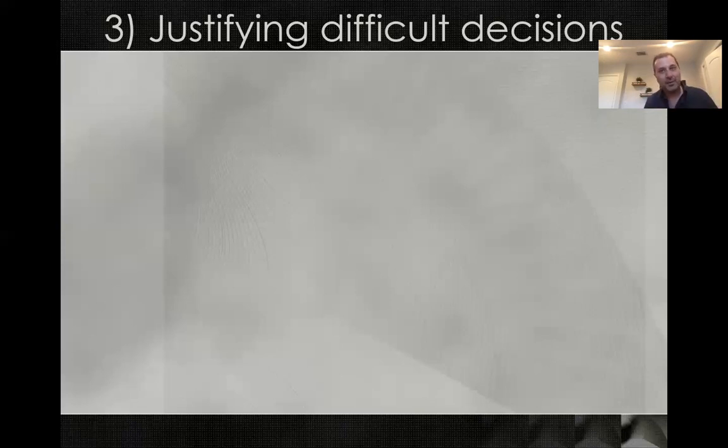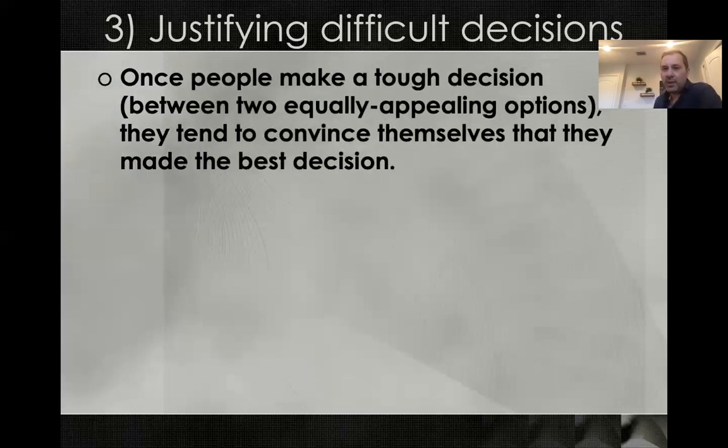We don't like that. So once we make a decision, we become psychologically motivated to convince ourselves that that decision was obviously the best one we could have made. And we do that by focusing on only the positives of that decision and only the negatives of the option we didn't take, right? So this is when we justify difficult decisions. When we have roughly equally appealing options, we feel a need to convince ourselves that we made the right decision.